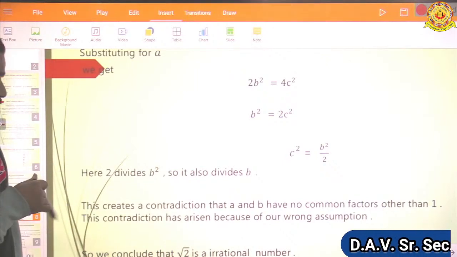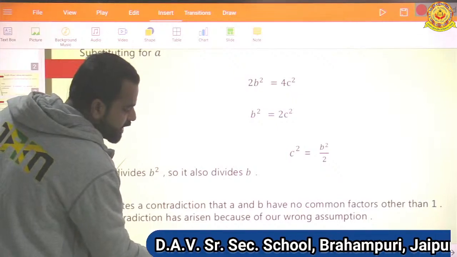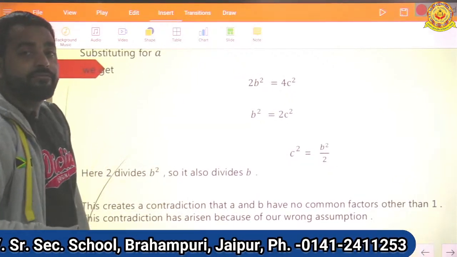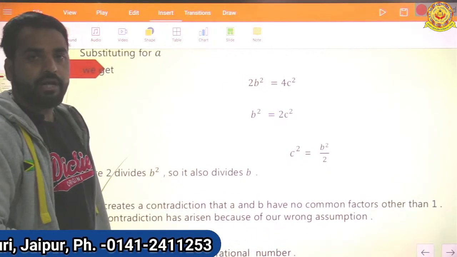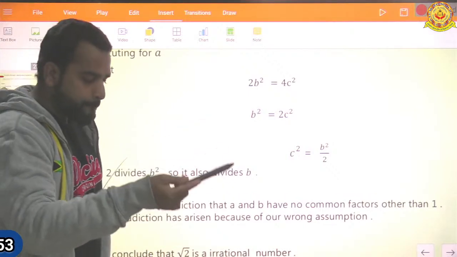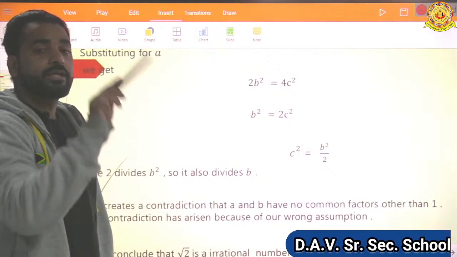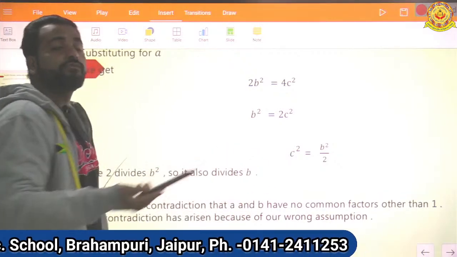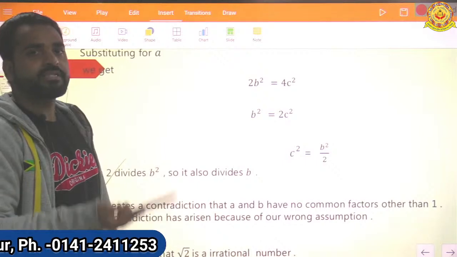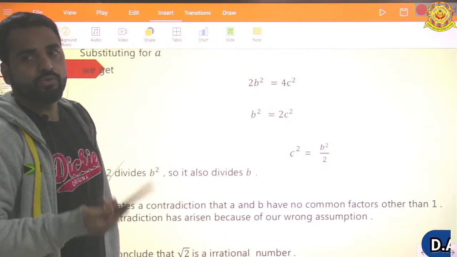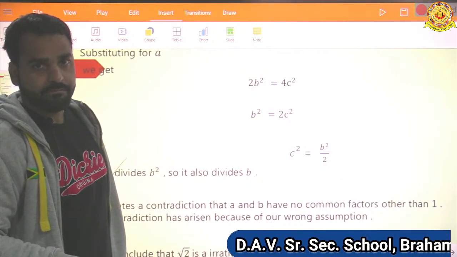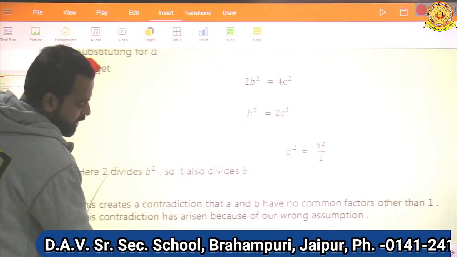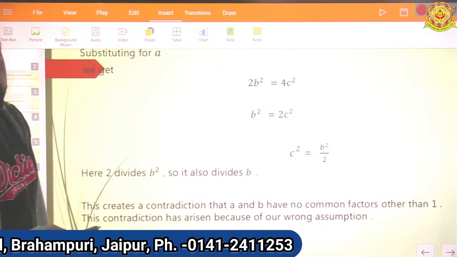Alright, we have to prove that under root 2 is an irrational number. So we think differently, that under root 2 is a rational number. If we are able to prove it wrong, that means we assumed it wrong, that means this contradiction has arisen because of our wrong assumption. So that means it is not a rational number, so it means it is irrational. Correct? So the answer will come here, that under root 2 is an irrational number.